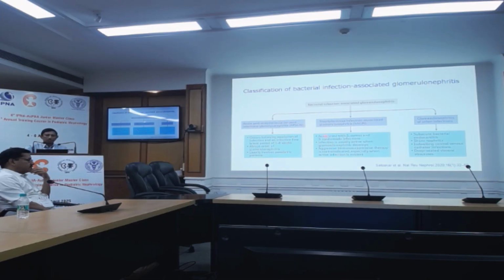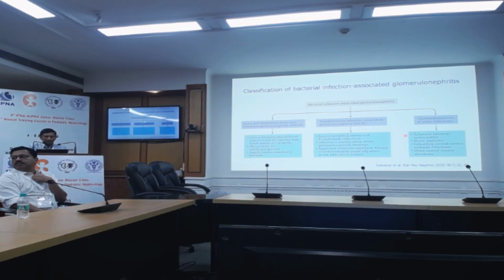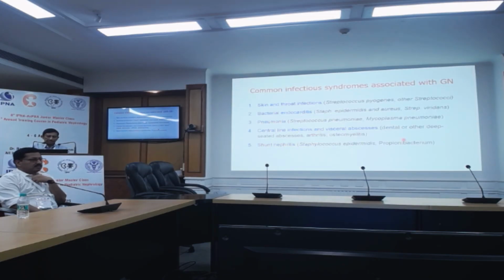The staph-associated glomerulonephritis, caused by Staph aureus or epidermidis, usually occurs when the infection is still active, and since the infection is present, immunosuppression is usually avoided in these patients. The other category is glomerulonephritis with other infections, one being infective endocarditis, the other shunt nephritis, but it could also happen with deep-seated infections and in patients with prolonged indwelling central venous catheters. So these are some of the common infectious syndromes associated with glomerulonephritis.